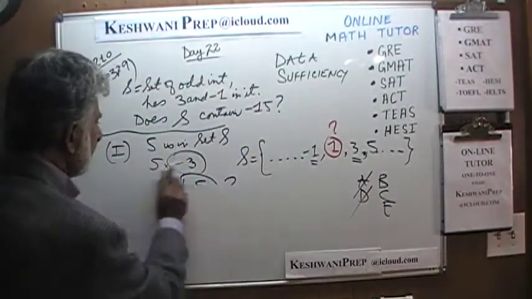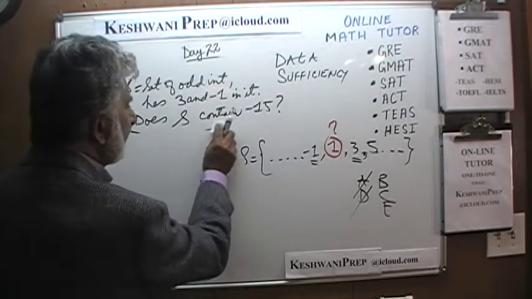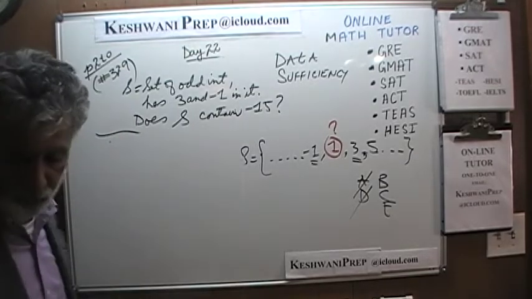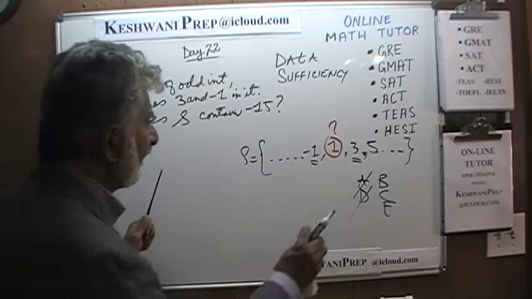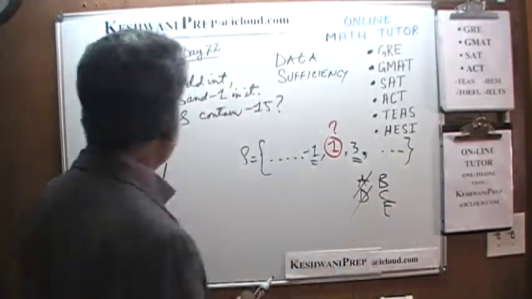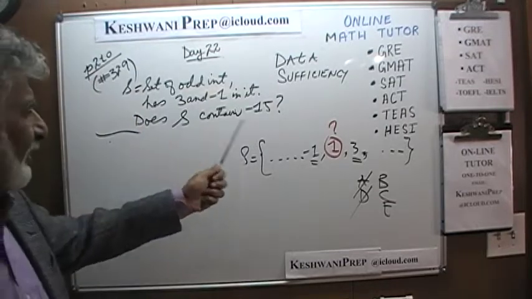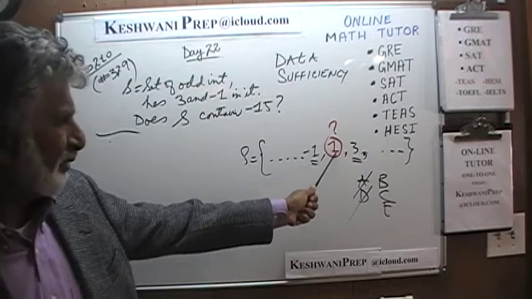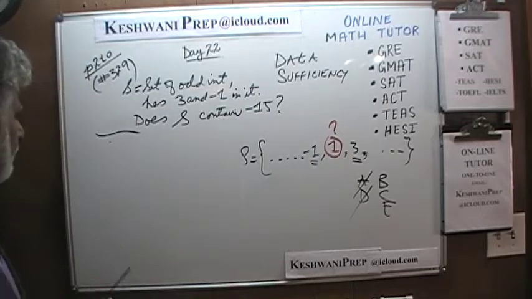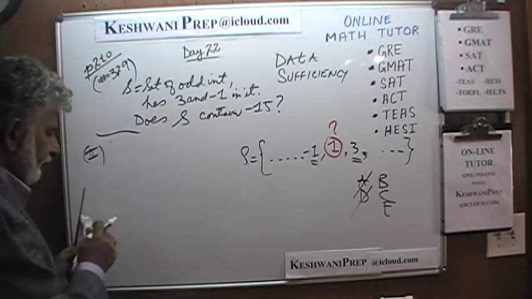Let's look at the second statement. Now, when we're looking at the second statement, we're going to erase everything that was told in the first statement. We were told in the first statement that it contains 5, so we're going to erase that 5 now. All we know at this point is that it has 3 in it and negative 1 in it. It may have 1, it may not. That's why we have a question mark here. So let's see what the second statement tells us.